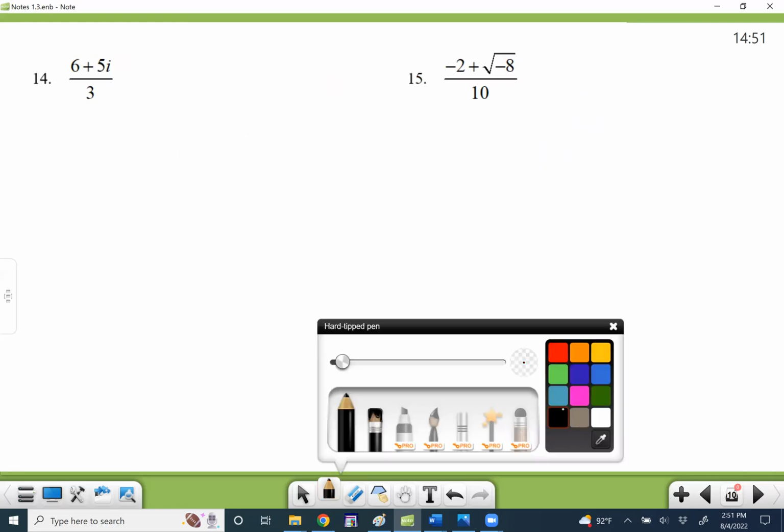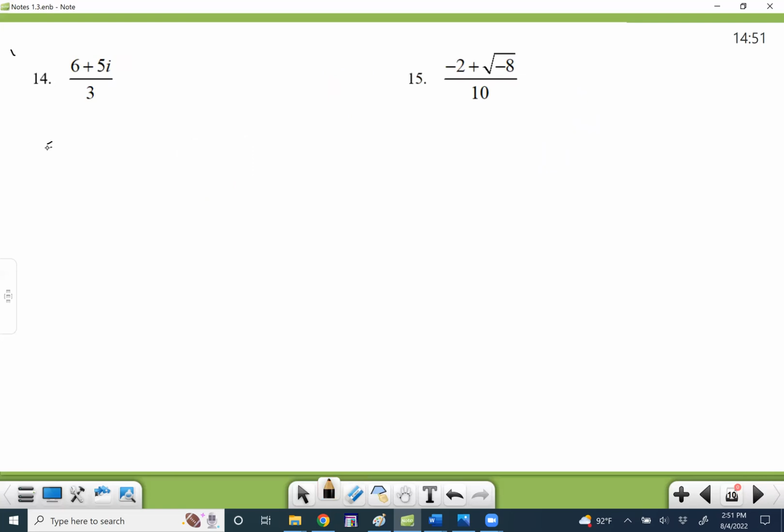All right. If you're ever given a fraction, the very first thing you want to do is split it up. So the 6 is going to go over the 3, and also the 5 is going to go over the 3. And I will always be the last thing. So then you just do the math. 6 divided by 3, that's 2. 5 divided by 3, I can't really do and get a nice number, so I'm going to leave it. So we are in A plus BI form.